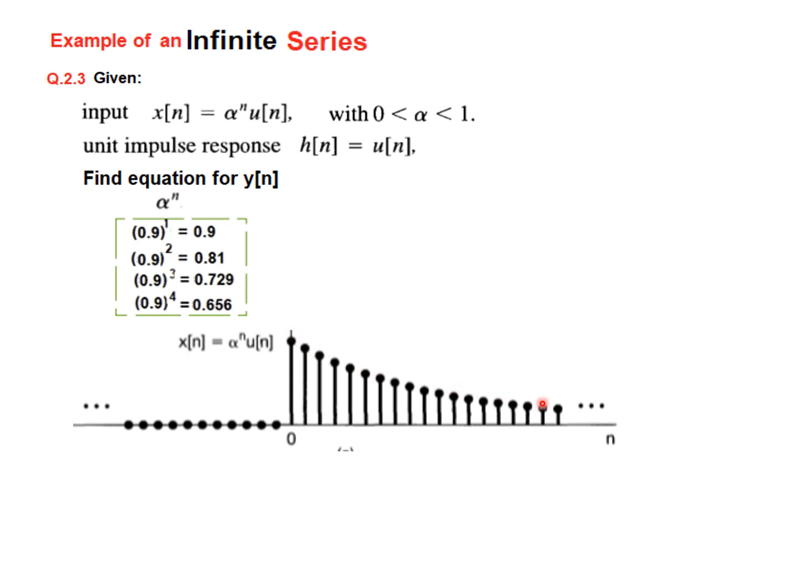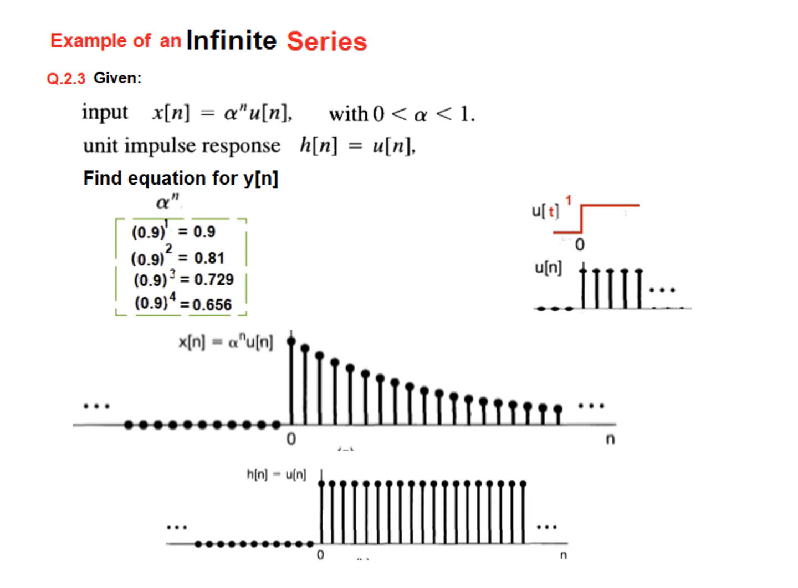So we'll draw it like this. So this is the shape of the input, and since because of the u[n], the signal is only present on the right hand side of zero. And u[n], we recall from our earlier knowledge that the unit step function in time domain is like this, and in discrete time, it will be like shown here. So the amplitude is 1, and it is only on the right hand side of 0.